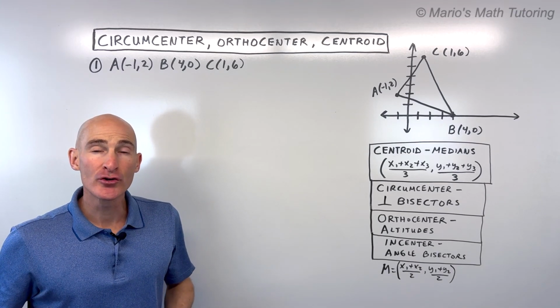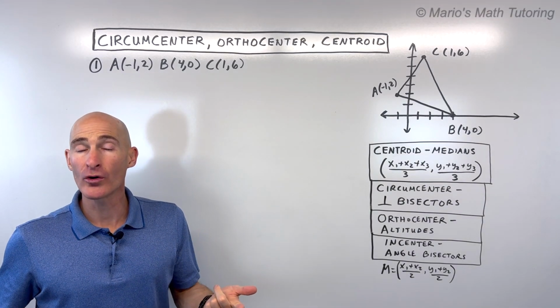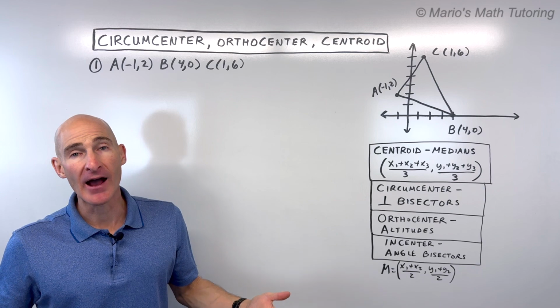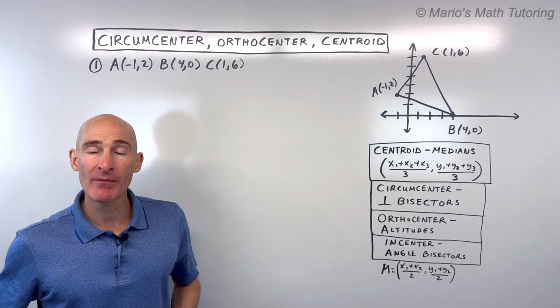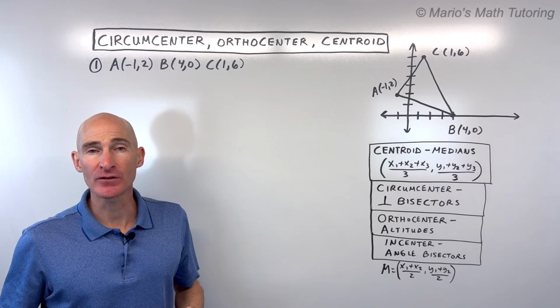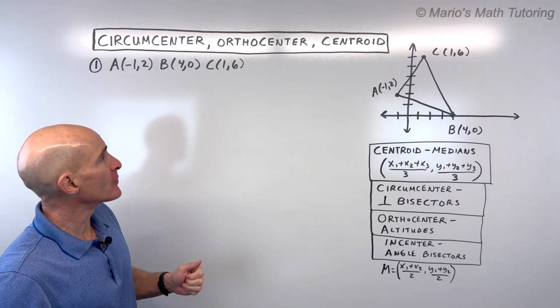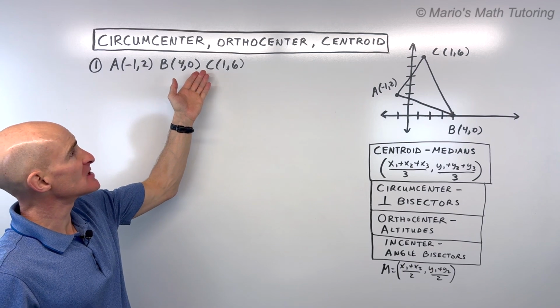In this video, you're going to learn how to find the circumcenter, the orthocenter, and the centroid algebraically. And we're going to go through two examples together. So let's dive in. We'll talk about the formulas. We'll talk about some techniques for finding all three of these. And for the first problem, they're giving us these three vertices of a triangle.